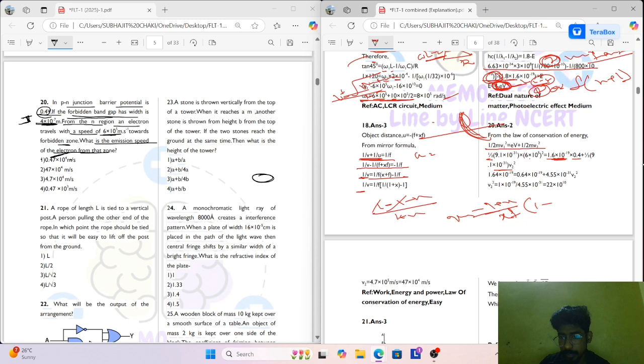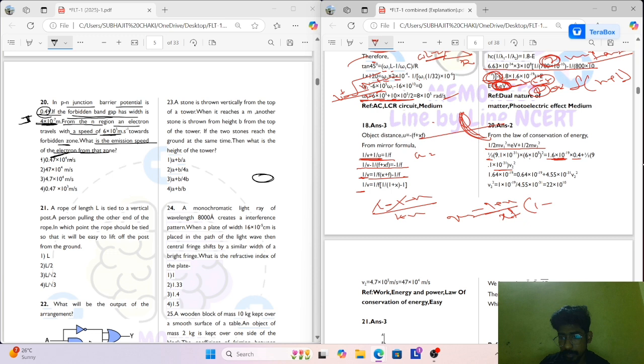Here you will get half, from that half you will get 2, and 9.1 into 10 to the power minus 31 is equal to v square. That means v square will be 10 to the power minus 19 over 10 to the power minus 31, which is 10 to the power 12, times 2 divided by 9.1, around 0.22. So 0.22 into 10 to the power 12, and the square root will be around 0.45 into 10 to the power 6. Now check the options. There is no 45, we will get 47, the nearest value. This is the power of approximation.